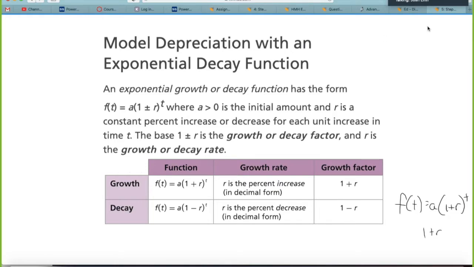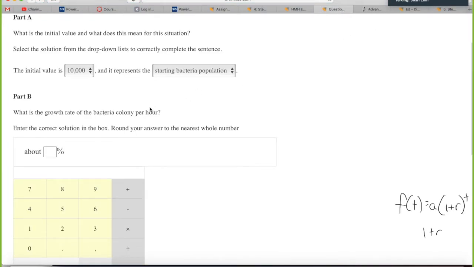I don't know if we'll need that whole thing. I'll have to reread the question. Let's go ahead and figure it out. What is the growth rate of the bacterial colony per hour? So we need to figure out what this is. That's our growth rate. But in order to do that, we need to figure out what this is. And that's where we come into our math equation.